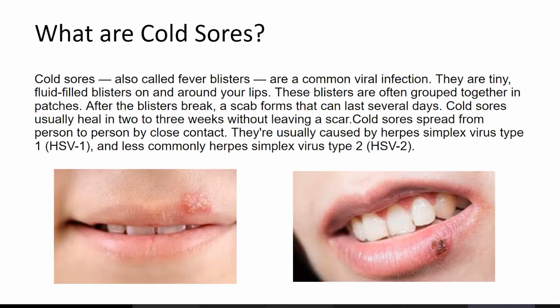And does anybody know why they're called cold sores? Why cold? Let's say.